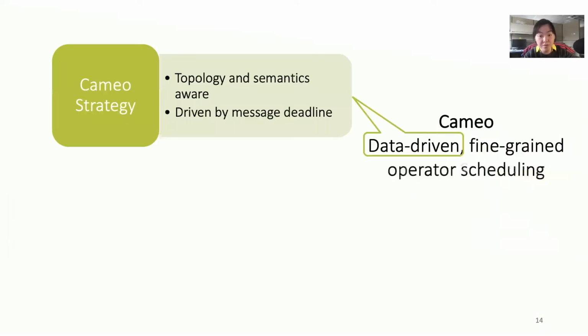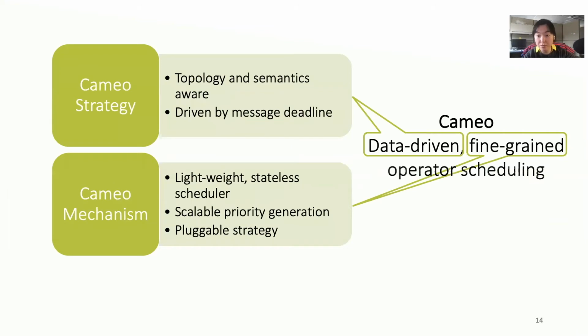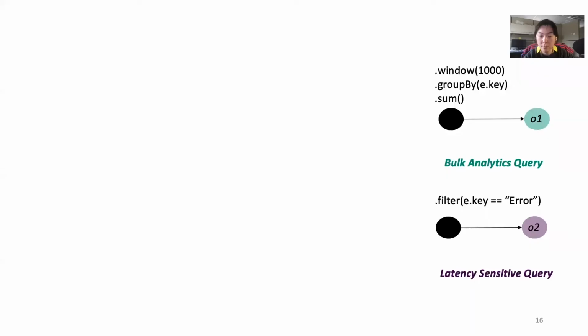Cameo achieves data-driven, fine-grained operator scheduling through Cameo strategy and Cameo mechanism. We first discuss Cameo strategy. Coming back to our example before, say that we receive 4 messages, M1 to M4, where M1 and M3 target operator 1 that performs window aggregation with a longer latency target, while M2 and M4 target operator 2 that triggers immediately with a shorter latency target.